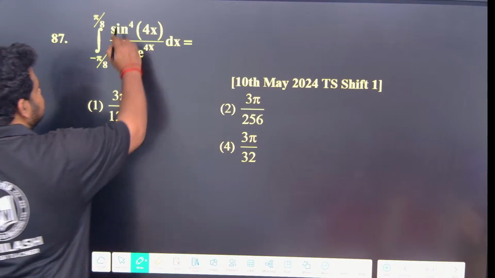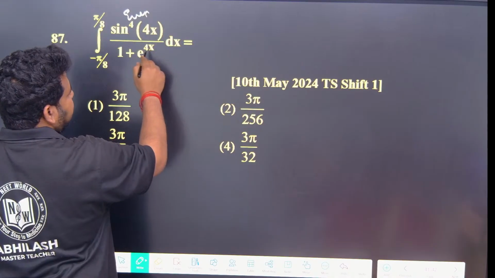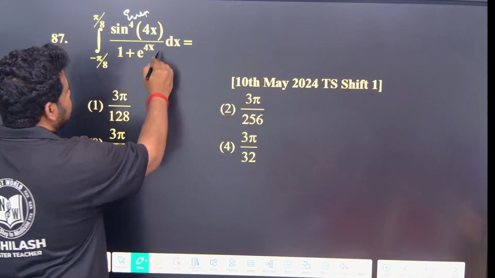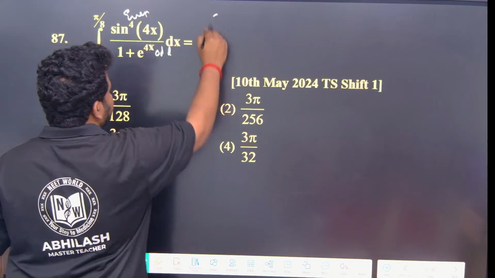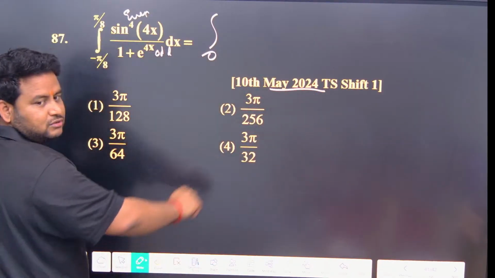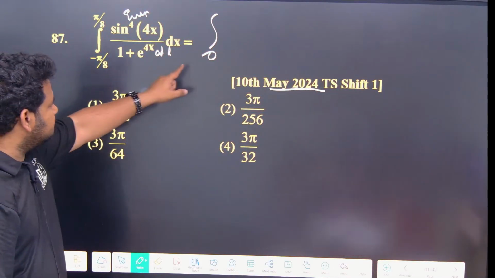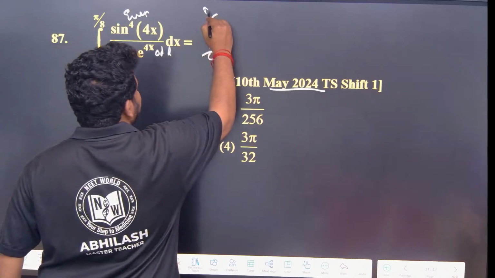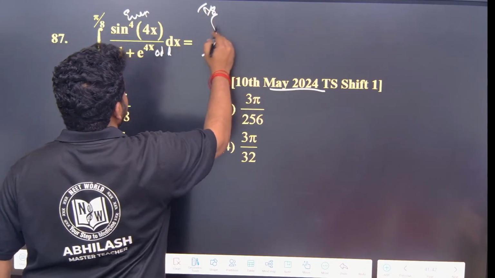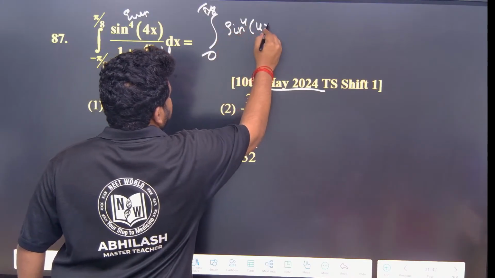Okay, so this is an even function. And this is e power 4x. Forget about 4. x is odd. So this can be written as 0 to... see, they have asked such questions in 2024, and 2025 also I will show. So this property is helpful. If such a question comes, you should be able to solve it. You will write directly 0 to pi by 8, sin power 4 of 4x dx.